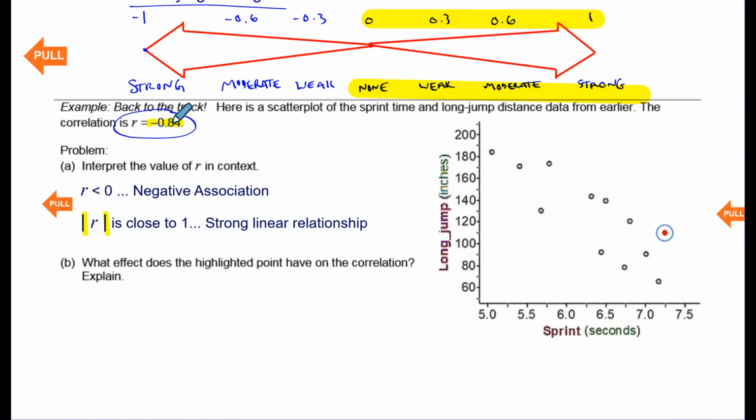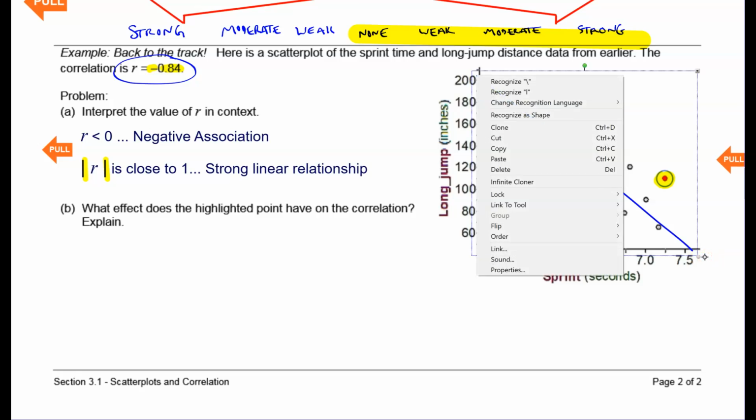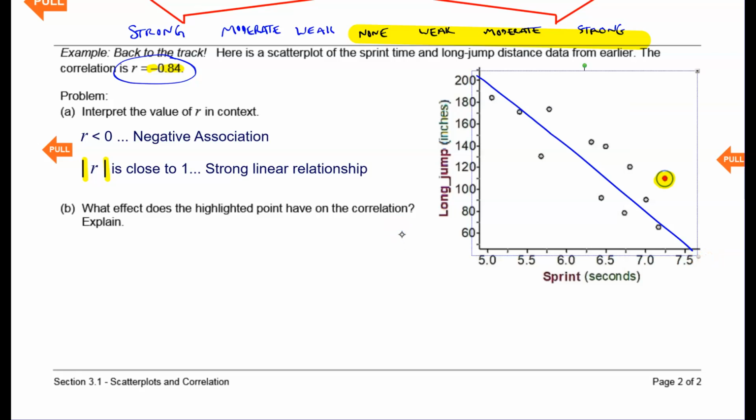Okay, so let's now take a look at a specific point in this scatter plot. What effect does the highlighted point have on correlation? Do you think this point improves the correlation, or does it make correlation worse? Let's take a look. I'm going to sketch a line of best fit through this data, just a sketch of what I think the regression line might look like. This point is pretty far from the regression line. So my guess is that if we got rid of that point, the correlation would probably improve. Let's see if that intuition is correct.